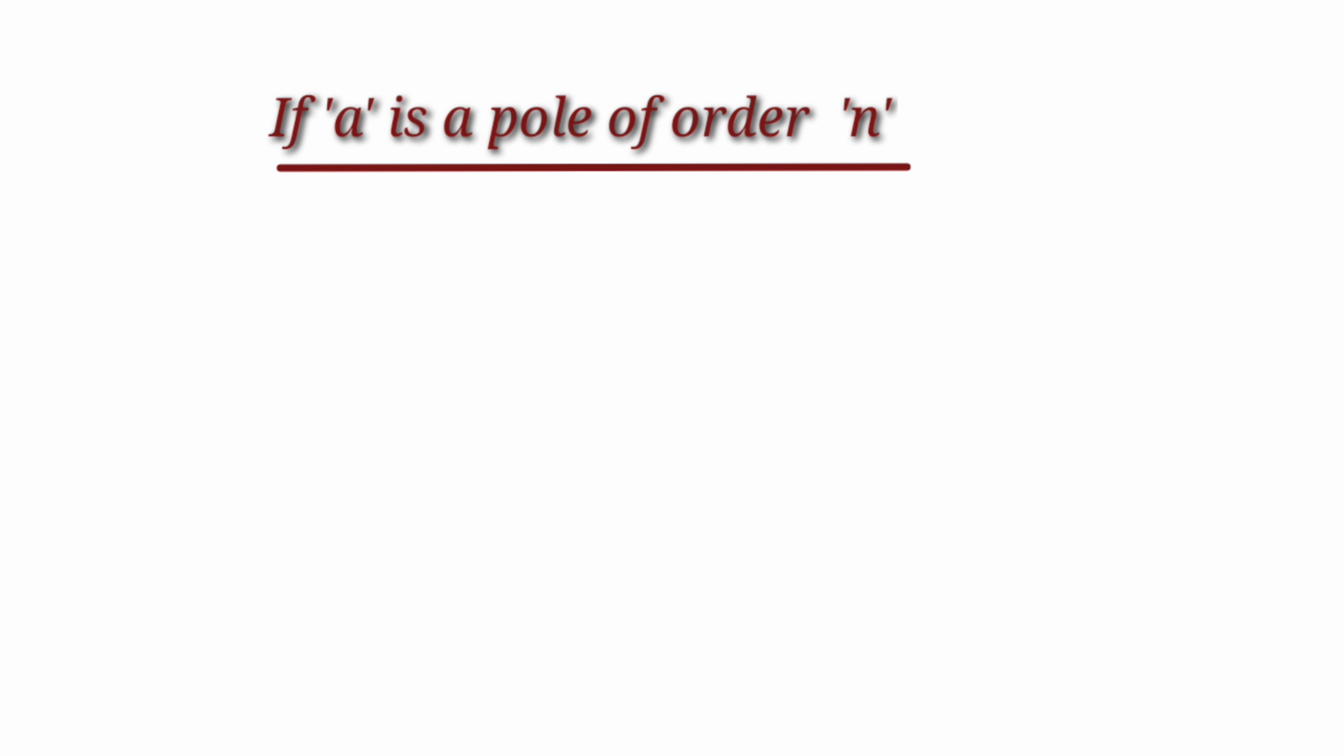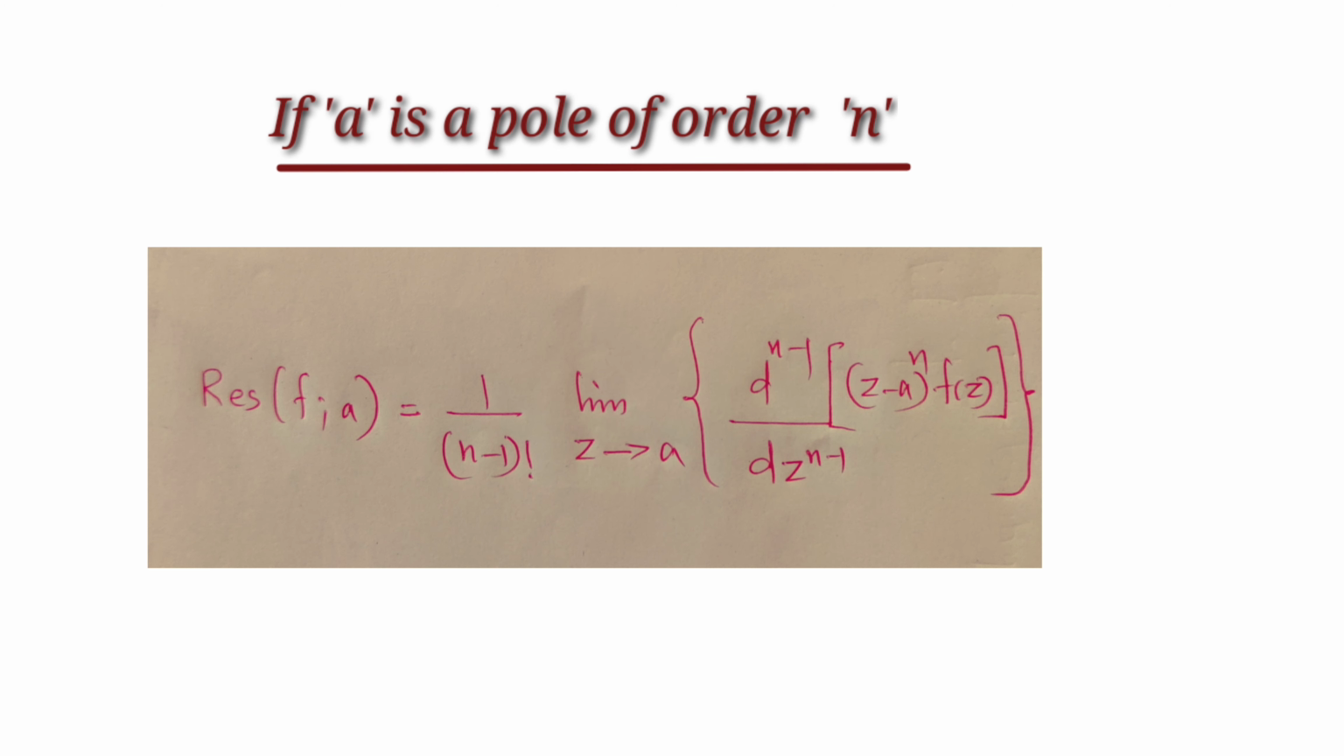If a is a pole of order n, residue of f at a is equal to 1 by (n minus 1) factorial, limit z tends to a, (n minus 1)th derivative of (z minus a) the whole raised to n, f of z. If a is a pole of order 3, then you have to take n equal to 3 in the result. Similarly, if a is a pole of order 4, then you have to take n equal to 4 in the result, and so on.